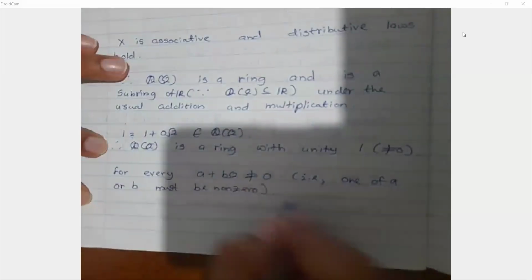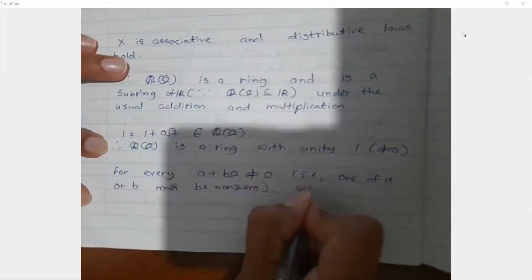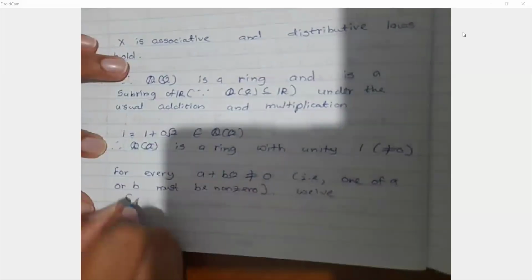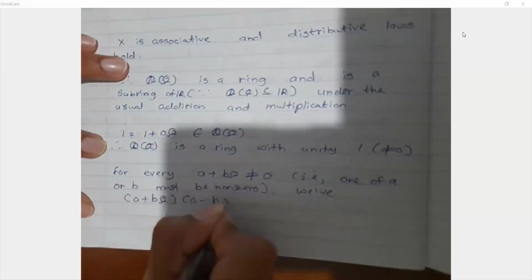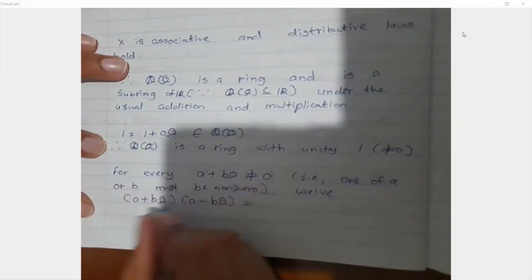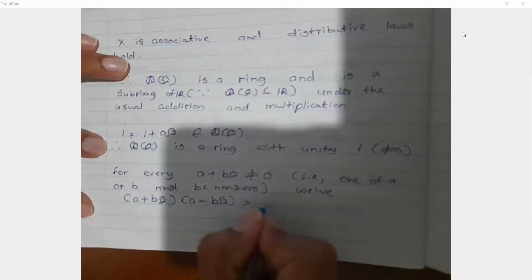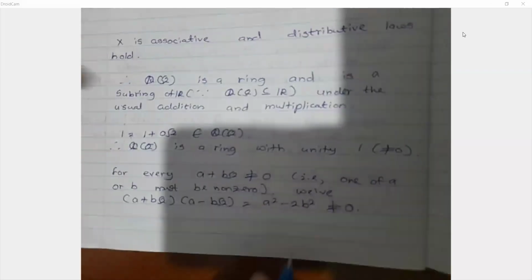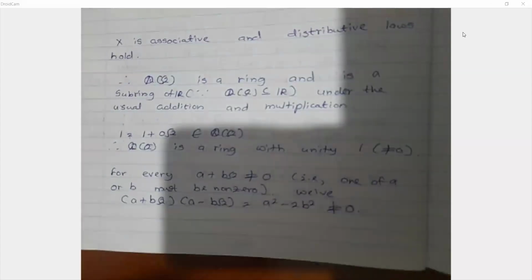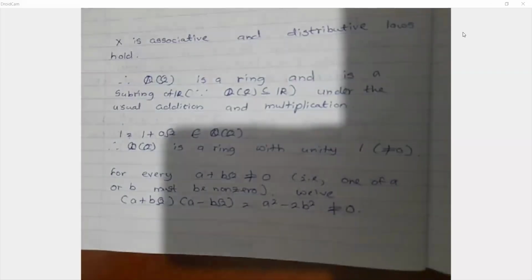For every non-zero element that you take, when you take this multiplication, a plus b root 2 times a minus b root 2, this product will give you, because we are doing the usual multiplication, a squared minus 2b squared. Now, this is non-zero. Why is that? a and b are not zero at the same time. One of those must be non-zero because we are taking a non-zero element, right? This is non-zero because of that.